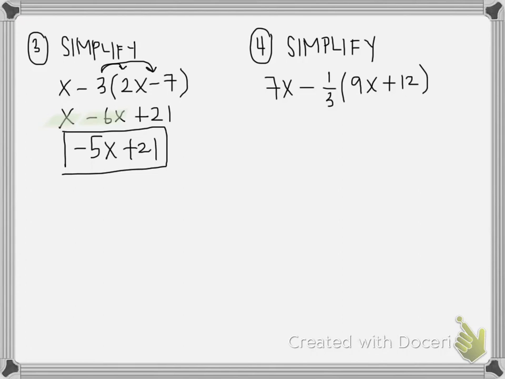Okay? Just remember that coefficient on x is an understood 1 right there. Okay? What about number 4 here? 7x minus a 1/3 times 9x plus a 12. So that means I'm going to remove my parentheses by distributing. So I'm going to say a negative 1/3 times a 9x. A negative times a positive becomes a negative 1/3 times 12.